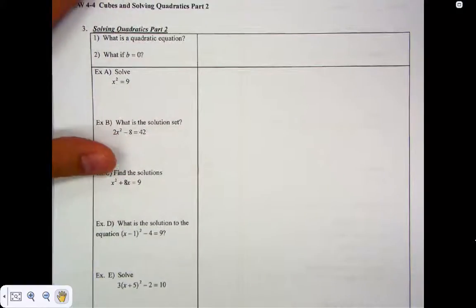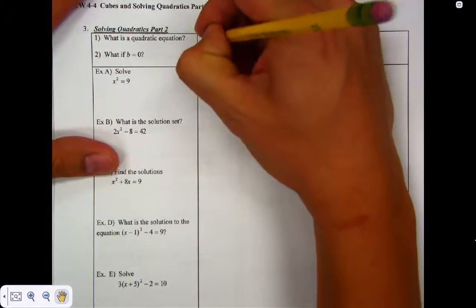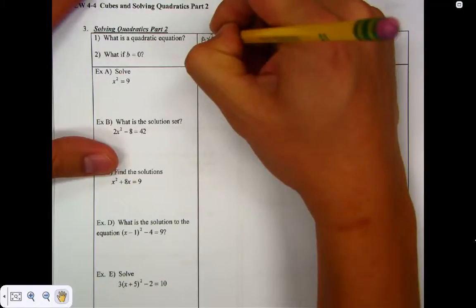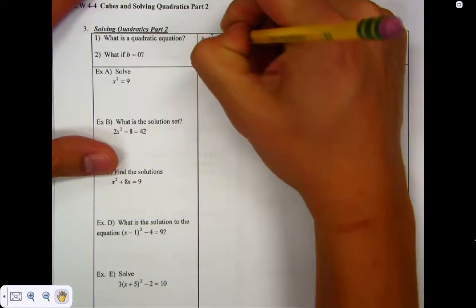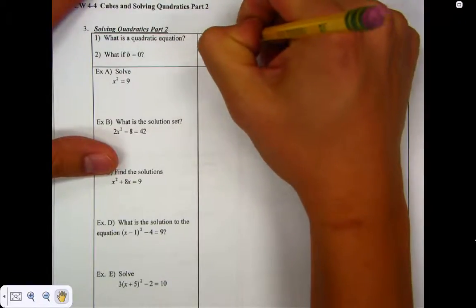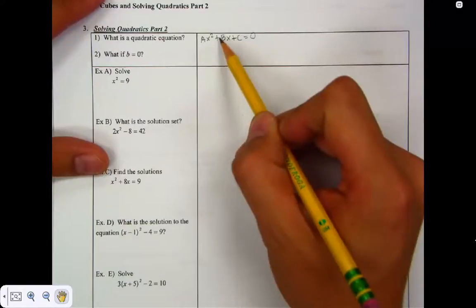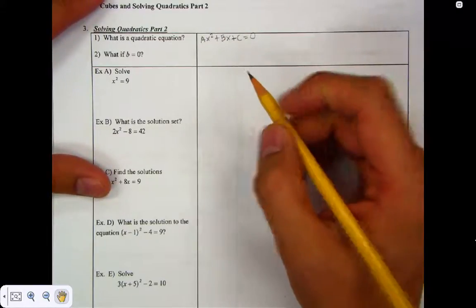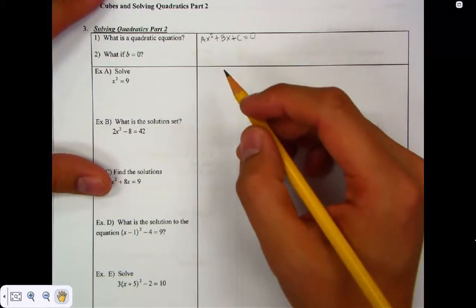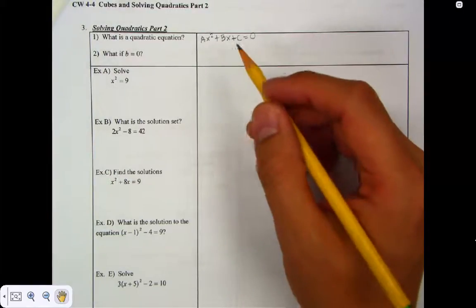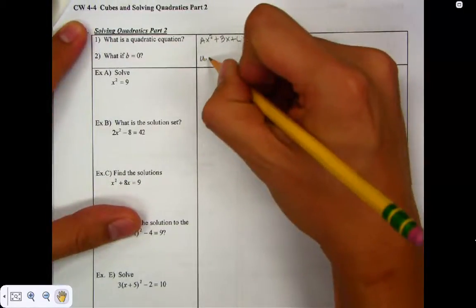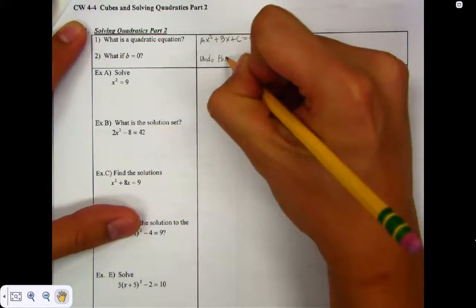What is a quadratic equation? Ax squared plus bx plus c equal to 0. Anytime you have a square and a is not equal to 0, that's a quadratic equation. What if b is equal to 0? If b is equal to 0, you won't see a bx right here. So how do we solve an equation where b is equal to 0? You just undo the operations.